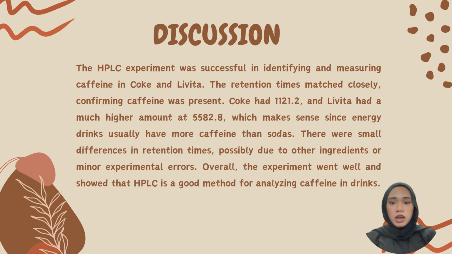From the experiment, it was successful in identifying and measuring caffeine in Coke and Lavita. The retention time matched closely, confirming caffeine was present. Coke had 112.1 and Lavita had a much higher amount at 5582.8, which makes sense since energy drinks usually have more caffeine than sodas. There were small differences in retention time, possibly due to other ingredients or minor experimental error. Overall, the experiment went well and showed that HPLC is a good method for analyzing caffeine in drinks.